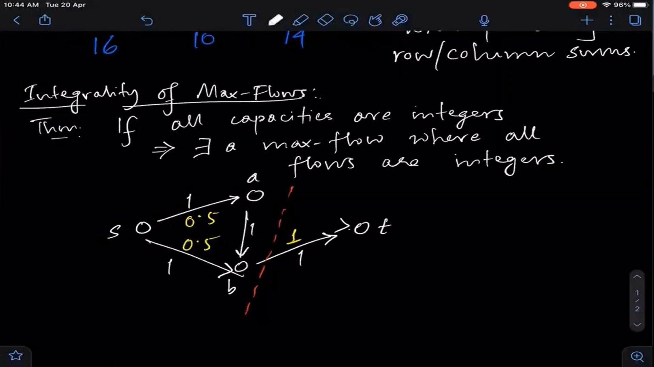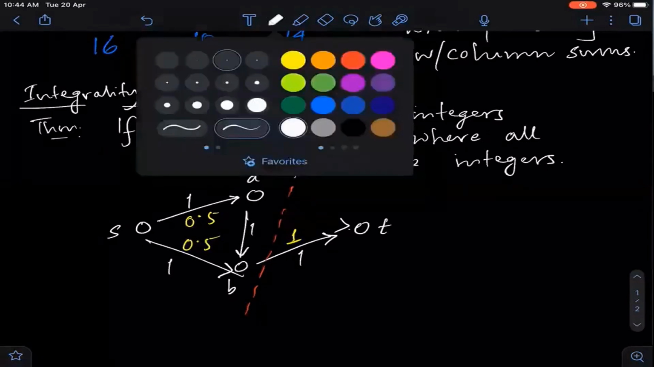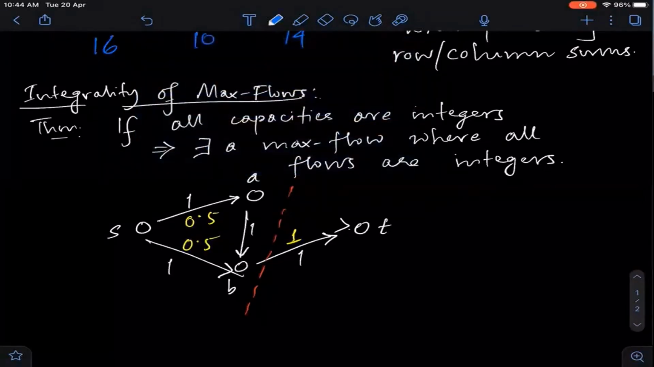Yes, right. So basically you can do it in two ways. Either you can push a flow of 1 unit along the path S A T, so you put a value of 1 here, 1 here, and 1 here. That is one possibility. Or you can push one unit of flow along S B T as well. That is also a valid flow. So there are integer flows as well, which have a value of 1.